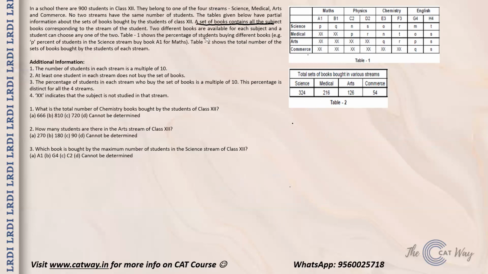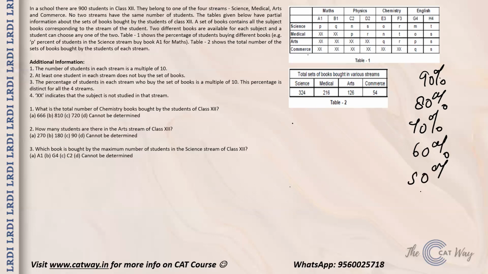Now some additional information has been given: the number of students in each stream is a multiple of 10. At least one student in each stream does not buy the set of books. That means never 100% of students buy the books. So the only possibilities are either 90% of students bought, 80% bought, 70% bought, 60% bought, 50% bought, and so on in the same order, like 40, 30, 20 or 10% of students bought the sets of books. Okay.